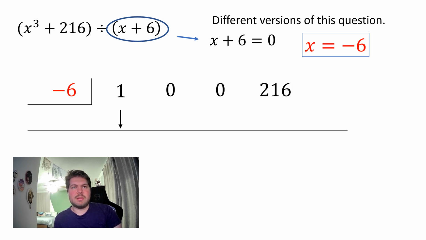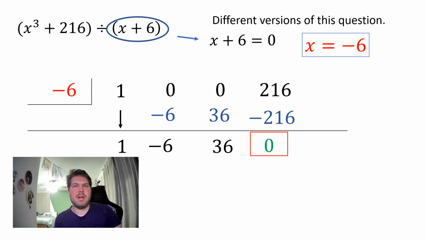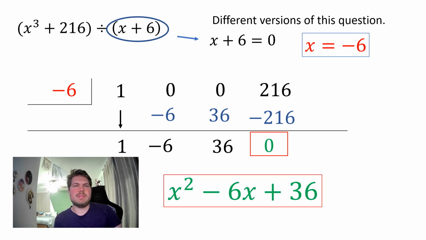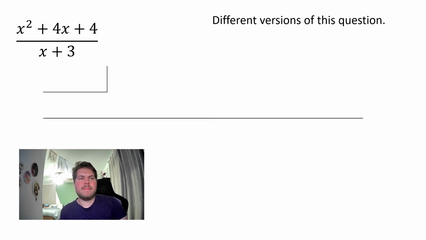We're always going to bring our first number down, 1. 1 times -6, -6. 0 plus -6, -6. -6 times -6 is positive 36. 0 plus 36 is 36. -6 times 36 is -216. -216 plus 216, or 216 minus 216, either way you get 0. So our final answer is x squared minus 6x plus 36. Whoa.